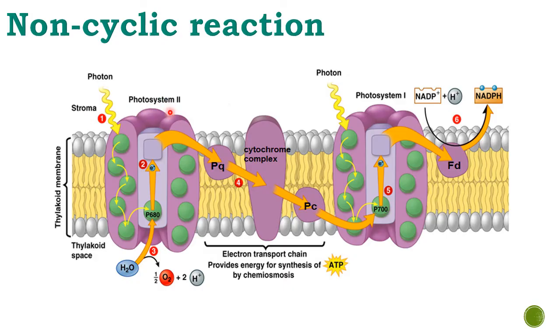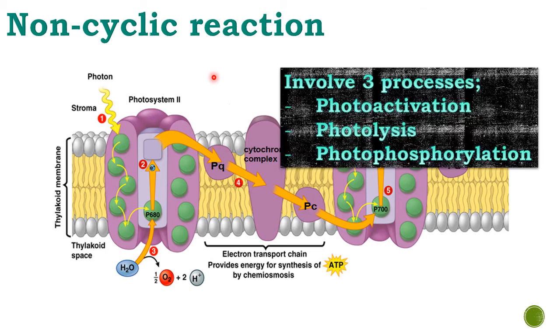Let's look at the non-cyclic reaction first. As you go through this video, try to fill in your bio treasure. Okay? A non-cyclic reaction involves three processes, which are photoactivation, photolysis, and photophosphorylation. Why photo at the front of each of the process names? It is basically to inform that these processes occur with the help of light energy. And this reaction involves photosystem 1 and photosystem 2.